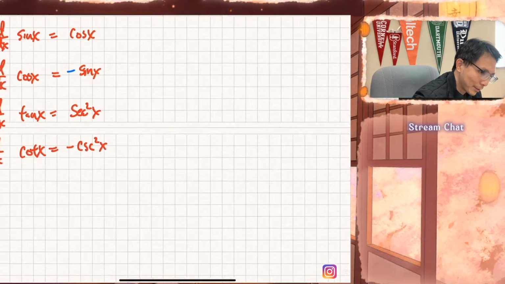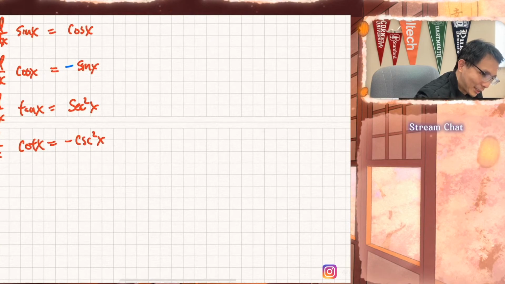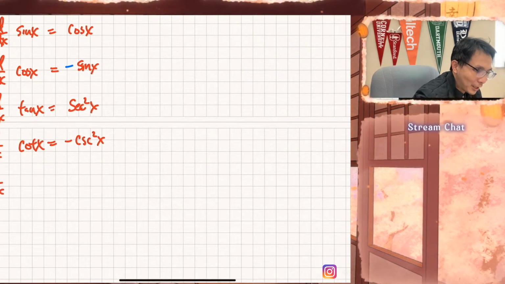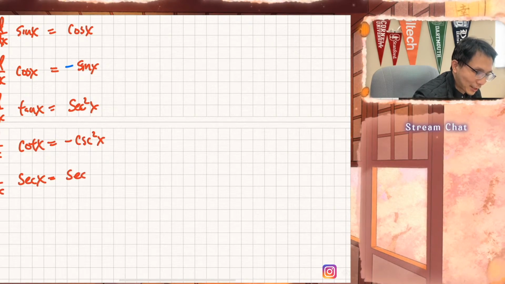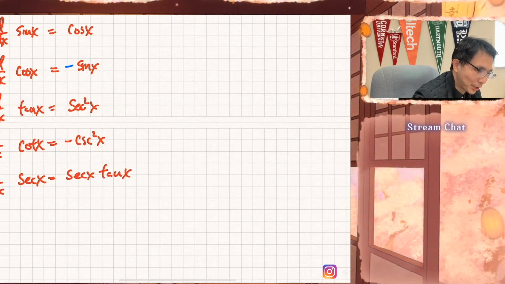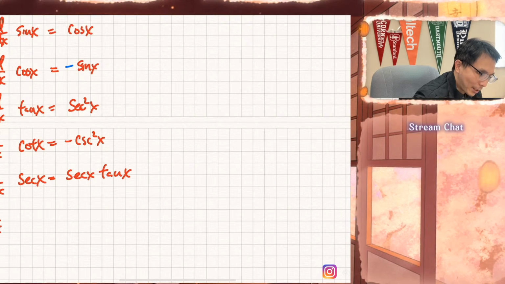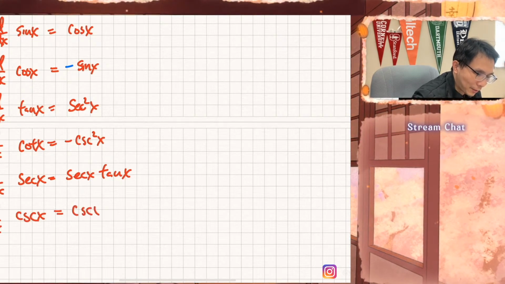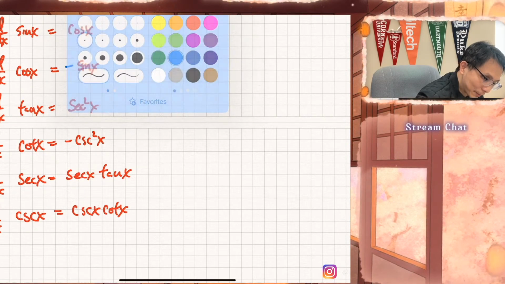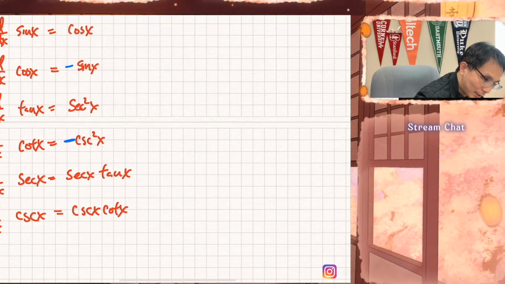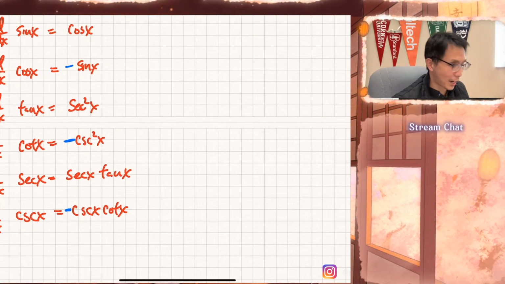Yeah, I was thinking of secant. Okay, the derivative of secant of x, that's going to give you secant tangent. This is the one that you're thinking of. And the derivative of cosecant of x is equal to cosecant of x times cotangent of x, but there is a negative sign. Anytime you have a c, you get a negative sign.